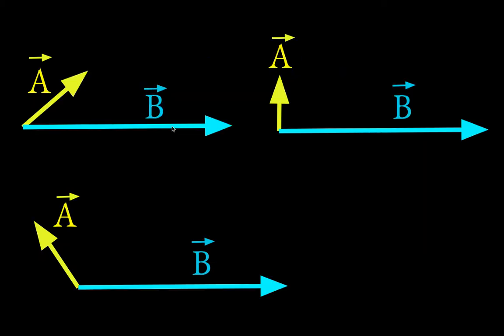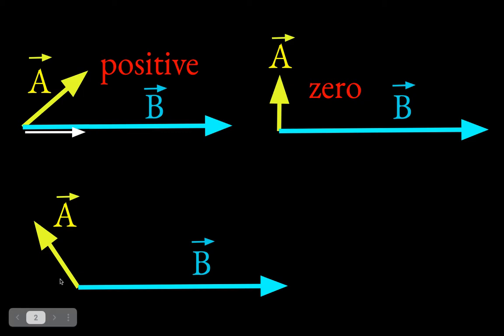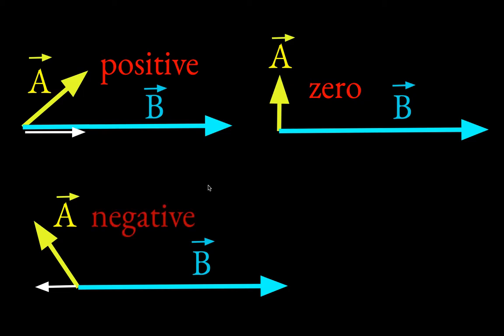So an easy entry into dot products is to just look at what the sign of a dot product would be. In this upper left case, you can see this vector A does have a component that's along B, and so the dot product here would be positive, right? In this second case, in the upper right, the vector A is perpendicular to the vector B, and so it does not have a component that is along B, and so that dot product is going to be 0. In this bottom case, if you take the shadow of vector A that would be along the direction of B, you see that it actually points in the opposite direction to vector B. So in that case, the dot product is going to be negative.